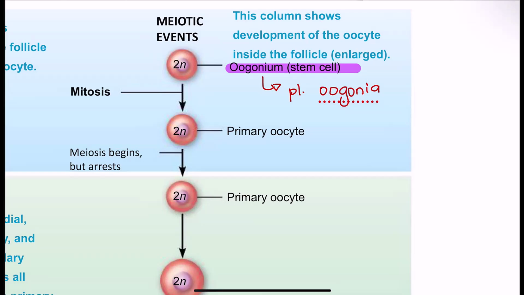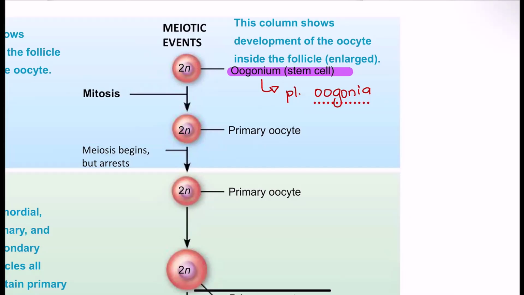Oogonia divide into primary oocytes. So that becomes primary oocytes, which are the cells that will become eggs eventually. But the interesting thing is that primary oocytes will begin that process of meiosis, but it will arrest, or pause, during the end of prophase 1.